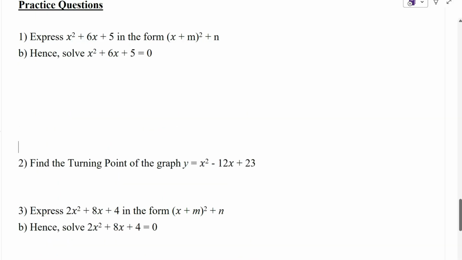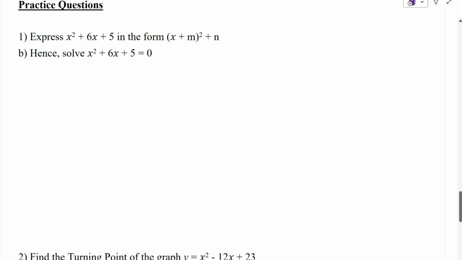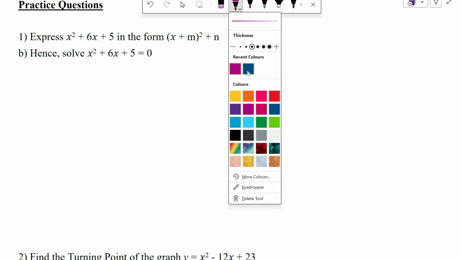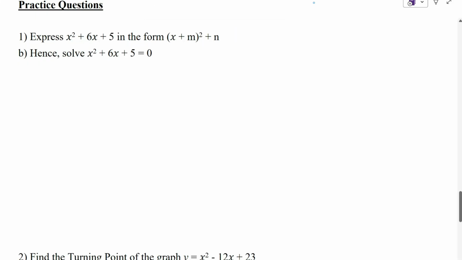Okay, so let's go through the first question. Just make some space here. So we are asked to express this equation in this format, and this is the type of question format that we would see in the exam. They won't specifically say to complete the square, but when we see this format, we know that that is what we need to use. So starting off, equation in the correct format of ax squared plus bx plus c.